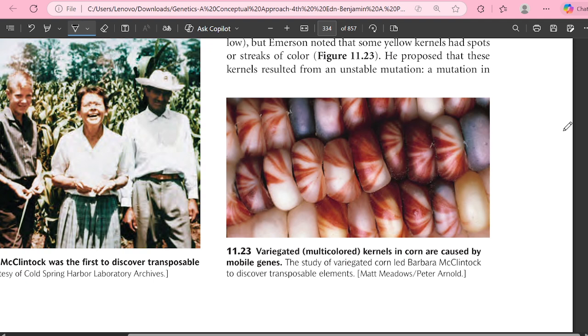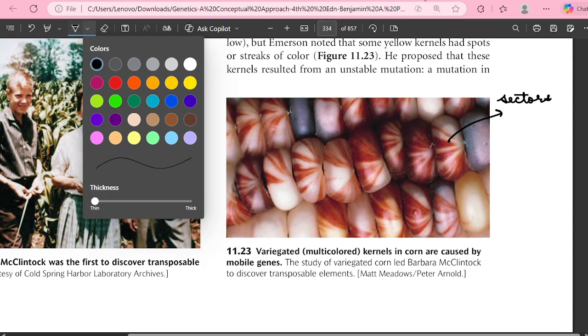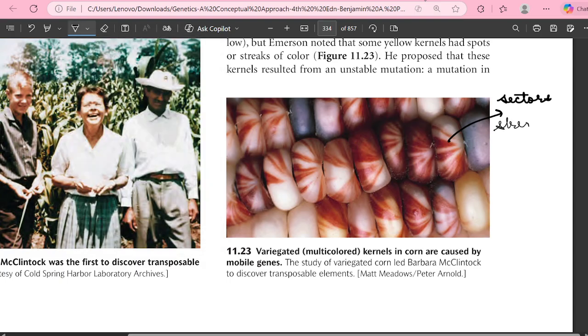Just have a look at how this pigmentation is occurring in the kernels of the maize. You can see that the whole maize kernel is otherwise yellow, but there are spots of pigment present on it. These spots of color are referred to as sectors, or streaks. Sometimes these streaks appear, sometimes they disappear. It is all because of the transposition of the elements AC and DS.